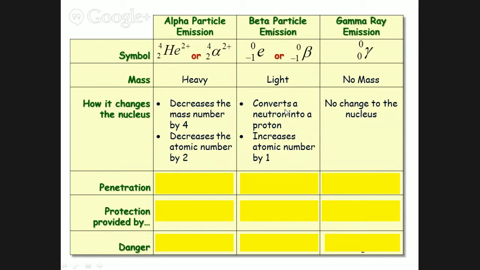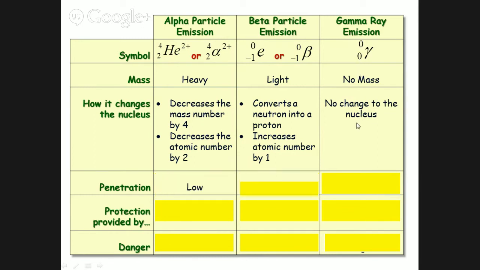On the other hand, beta emission converts a neutron into a proton, so the atomic number goes up by 1, but since neutrons and protons pretty much have the same mass, it does not change the overall mass of the element. And then gamma ray has energy related to it, but it does not change the mass, and it does not change the atomic number.